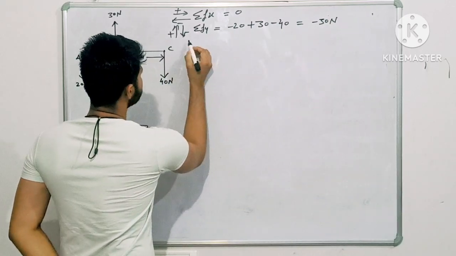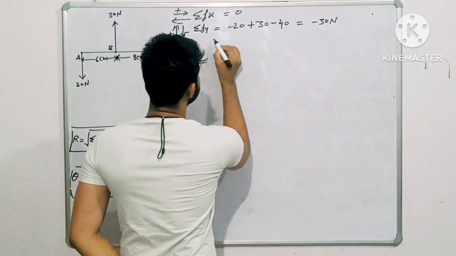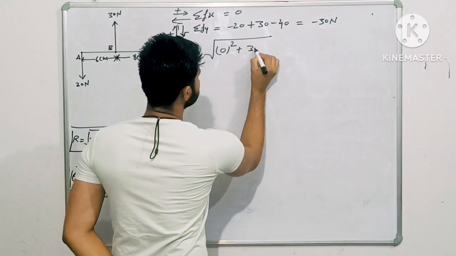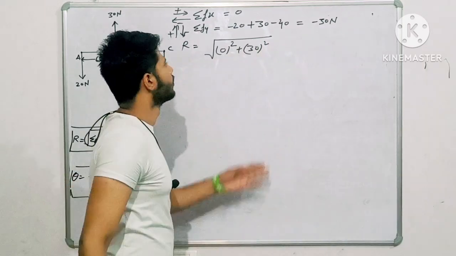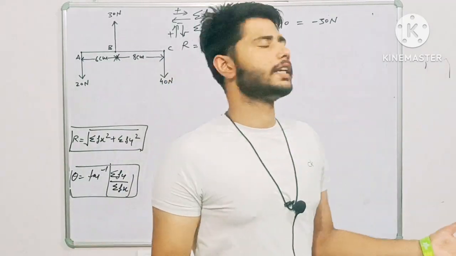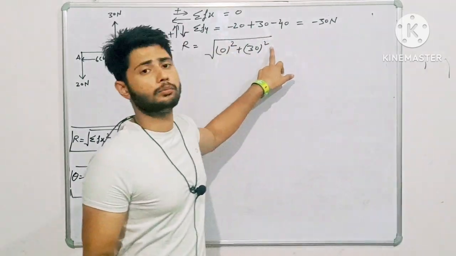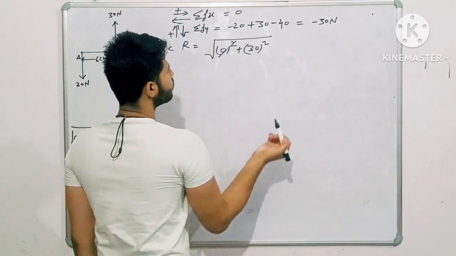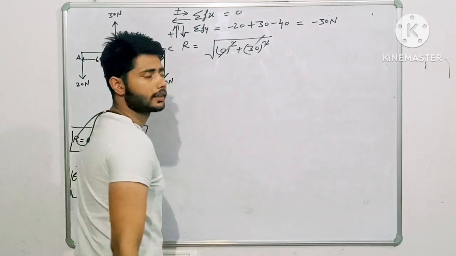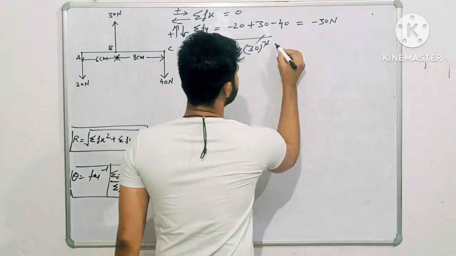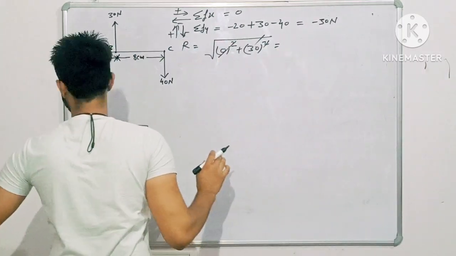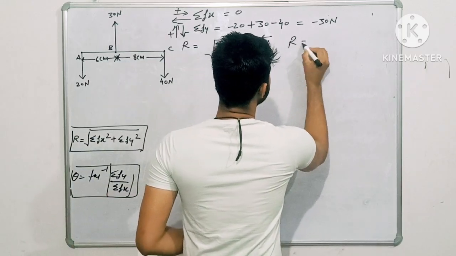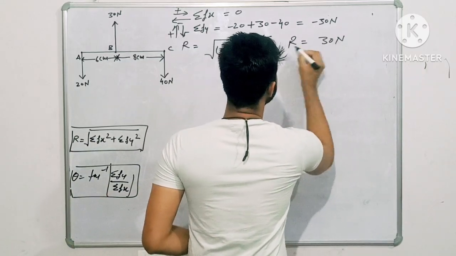Then the resultant will be equal to the square root of 0 square plus 30 square. We do not require to use minus here, because in the square the minus will cancel out. Then 0 means 0, the square cancels out with the root, and our value of resultant R is equal to 30 Newton.